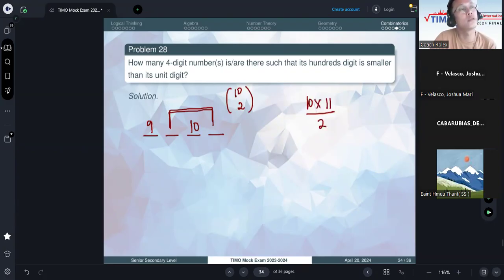So that we cannot have the repeating digits, no? Okay, yeah. We cannot have the hundreds digit greater than the units digit. We will choose only 2 out of the 10. Okay, chats kasi bawal. Yeah, Andrea, that's a good observation.